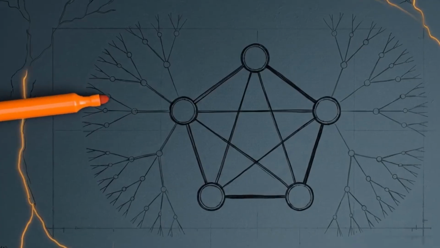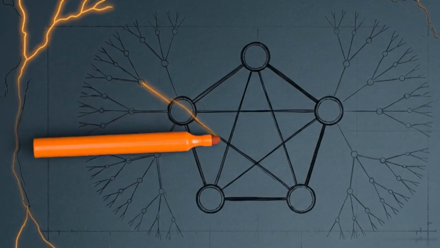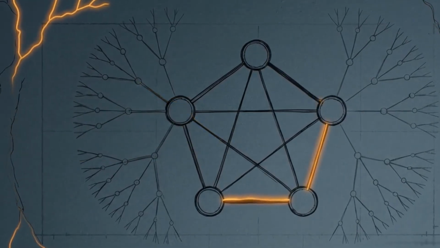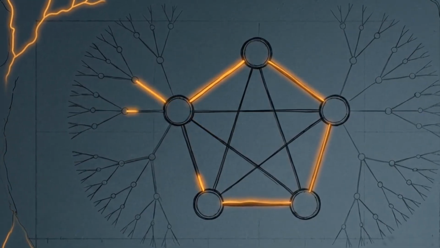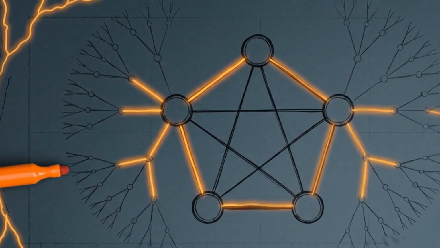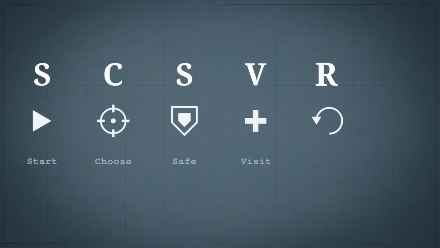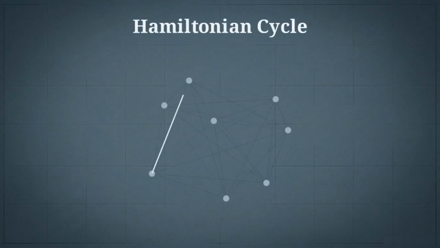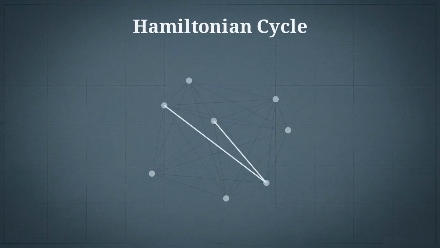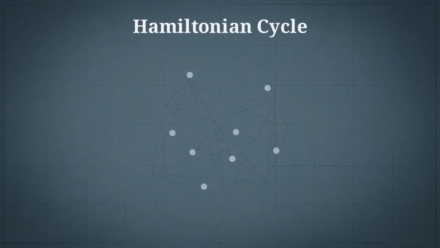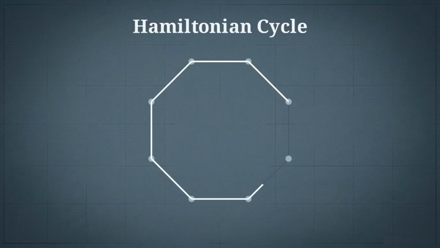Eulerian problems can be solved efficiently with direct graph theory, but the vertex constraints of a Hamiltonian cycle require the recursive logic of backtracking. To remember the sequence of this backtracking algorithm, use the mnemonic start, choose, safe, visit, return, backtrack. Solving the Hamiltonian cycle shows the limit of simple searching. It is a problem that is easy to define in the physical world, but demands precise logic to solve in the digital one.